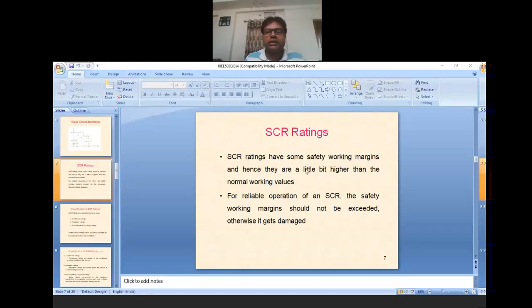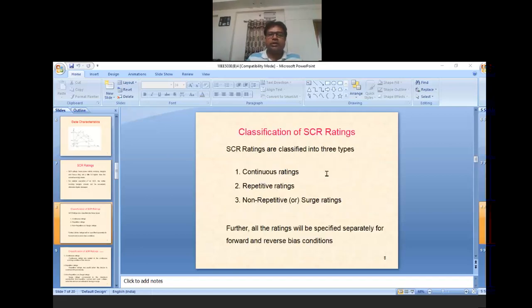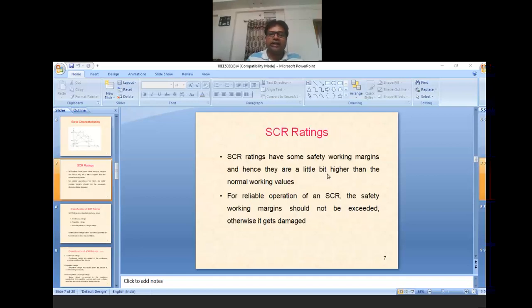After discussing the triggering method and gate characteristics, now we will discuss the different ratings which are to be understood and followed for the SCR for selecting it for a proper given application. SCR ratings have some safety working margins and hence they are a little bit higher than the normal working values.